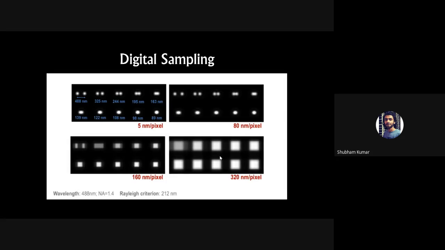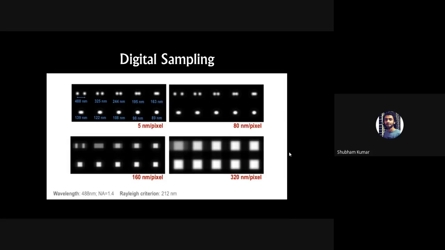So not too surprisingly, we are losing resolution if we increase the pixel size. You can see here we are increasing the pixel size and we are losing the resolution. In particular, the image in the right corner is illustrating it more finely. So you can see that we cannot distinguish two different dots any longer after increasing the digital sampling size or the pixel size.